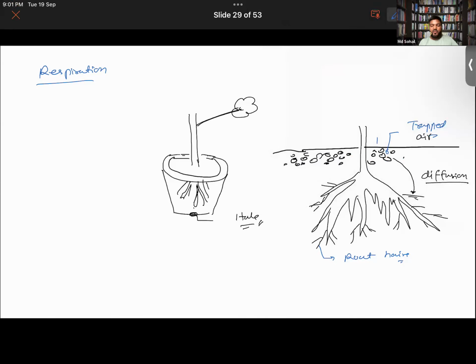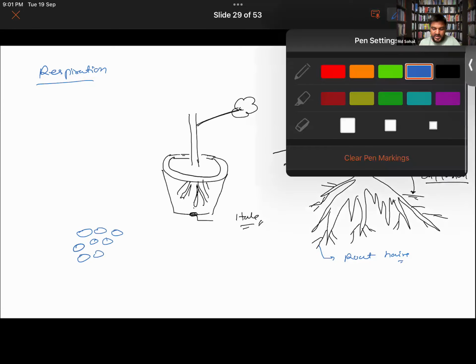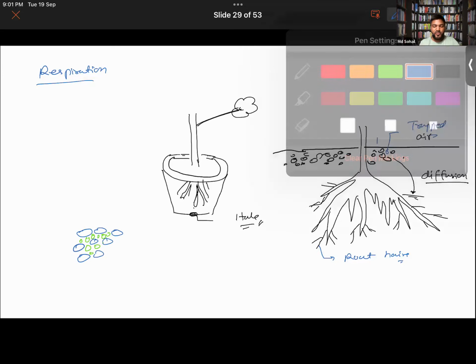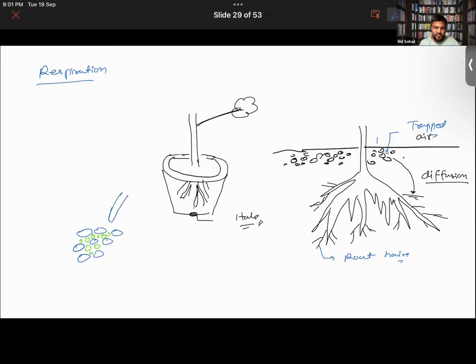Now, overwatering will do what? As I said, suppose these are the soil particles here, and suppose these are the air molecules trapped in between the soil particles. Now if you were to pour water in it, the water molecules will be taking up these empty spaces. So the air molecules will be released back into the air.